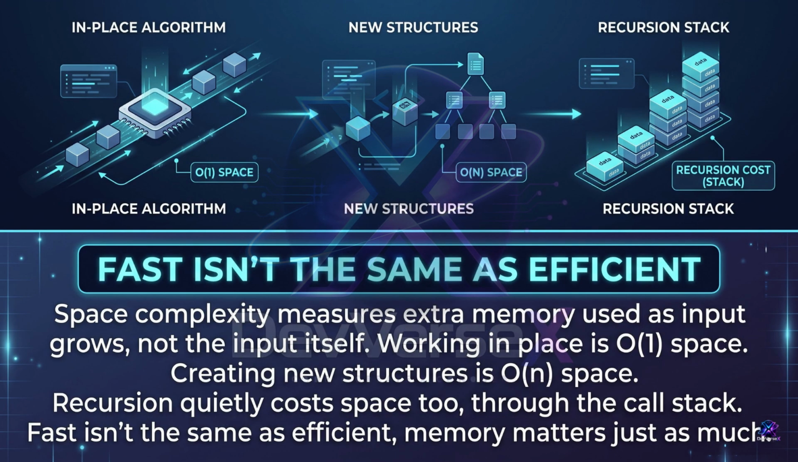Space complexity measures extra memory used as input grows, not the input itself. Working in place is O of 1 space. Creating new structures is O of n space. Recursion quietly costs space too through the call stack. Fast isn't the same as efficient. Memory matters just as much.